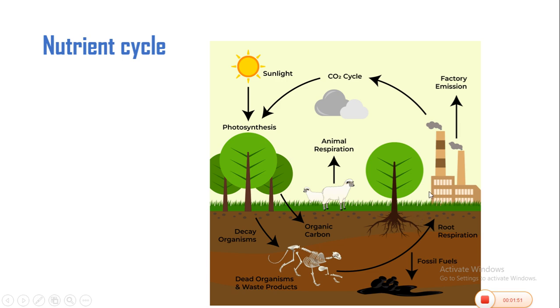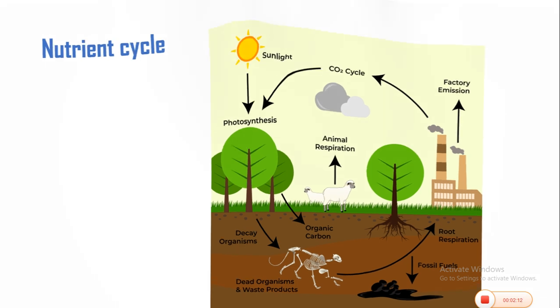Then the factories also need the fossil fuels, and the factories in turn bring out carbon dioxide, which the plant needs. There's a cycle here. It's the transfer of energy between living and non-living organisms in the environment. That is what the nutrient cycle is all about.